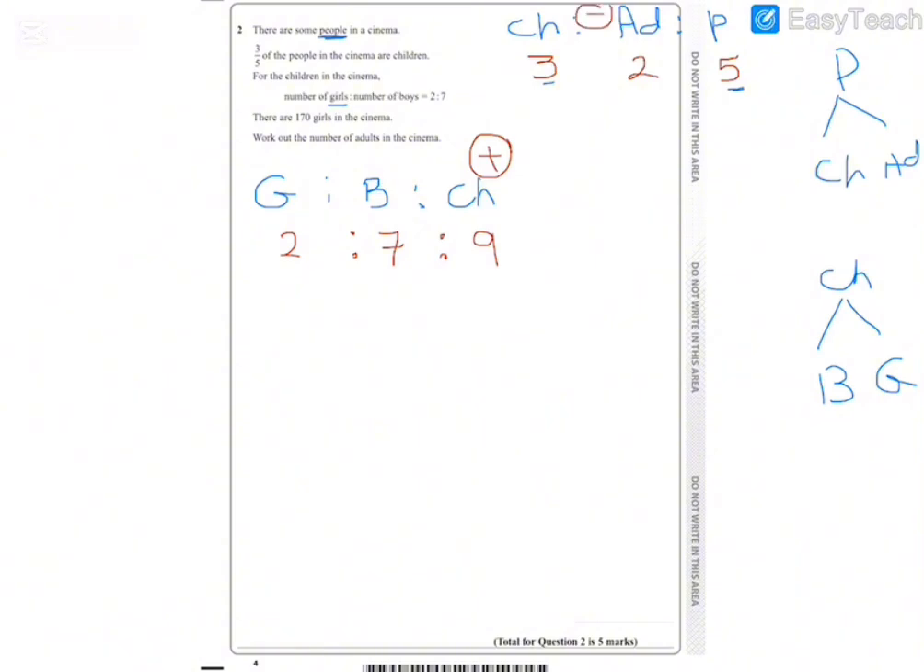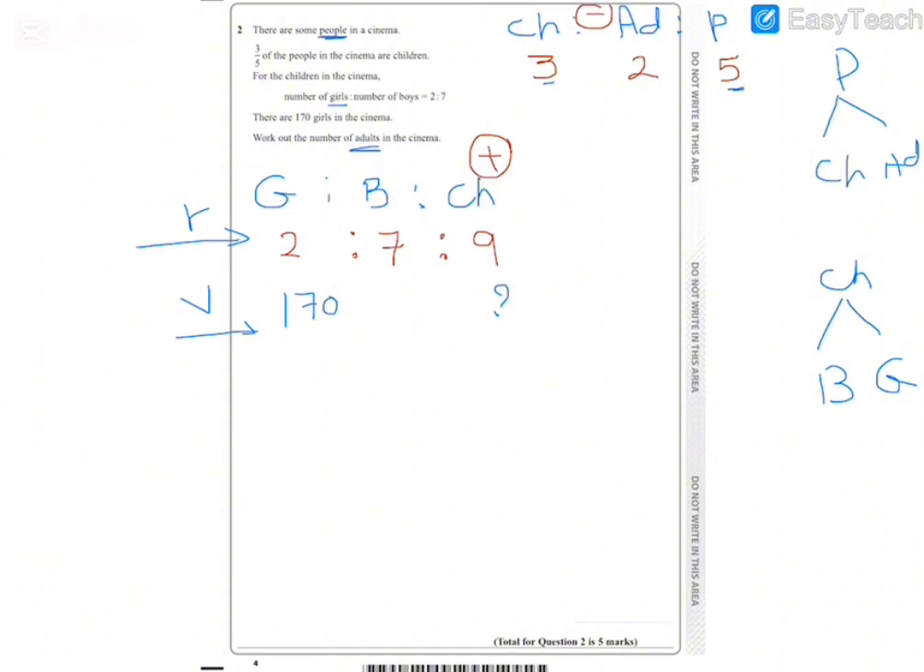Okay, normally the first line is for the ratio and the second line for the values. 170 for the girls here. Okay, work out the number of adults. I must find the number of children first, but he asked me about the number of adults. If I know the number of the children, I can simply find the number of the adults.